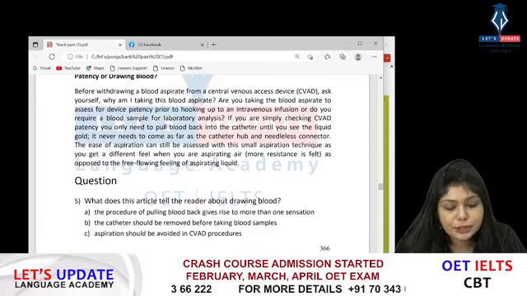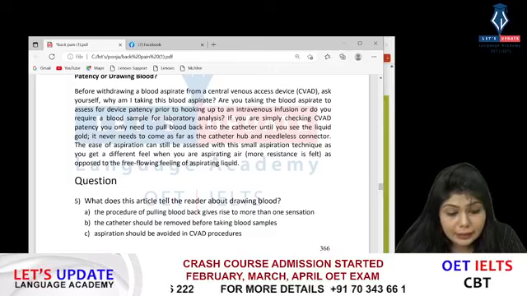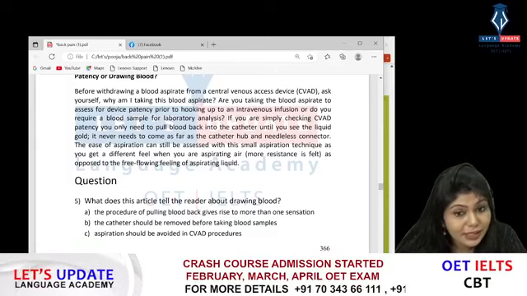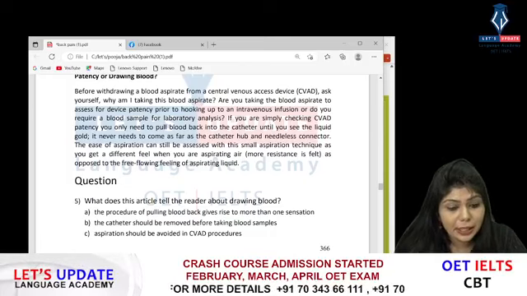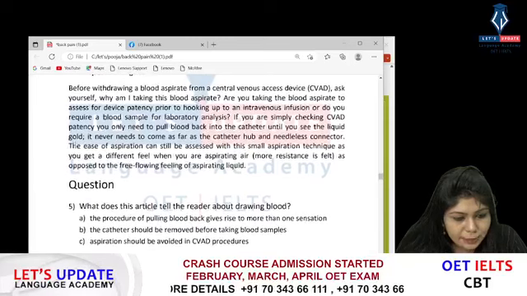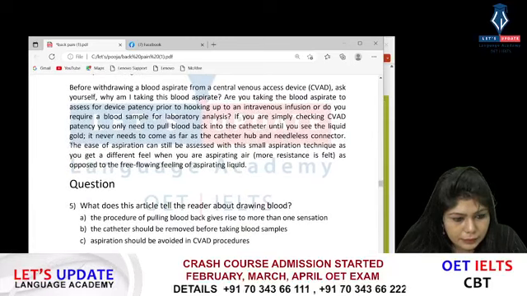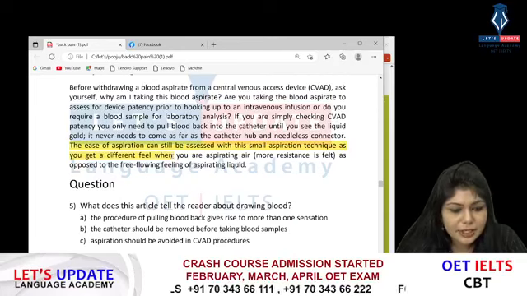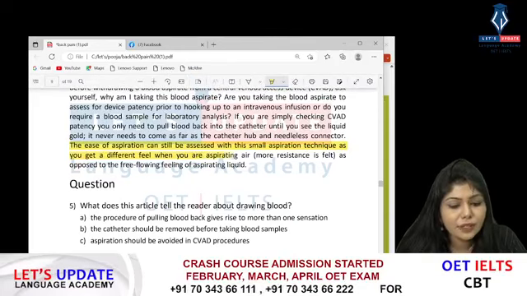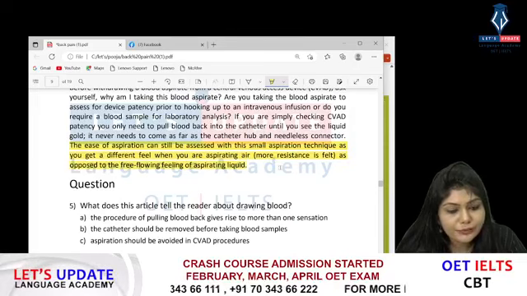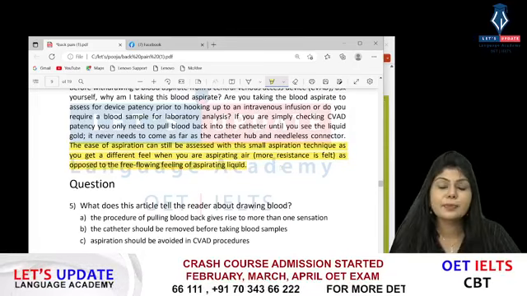The procedure of pulling blood back gives rise to more than one sensation. Is that mentioned? Yes, it is mentioned. So I'll just highlight that information: the ease of aspiration can still be assessed with the small aspiration technique, as you get a different feel when you're aspirating air. More resistance is felt as opposed to the free flowing feeling of aspirating liquid.